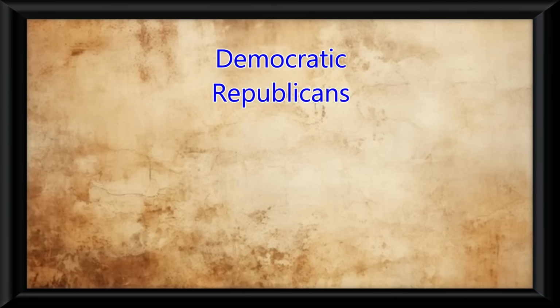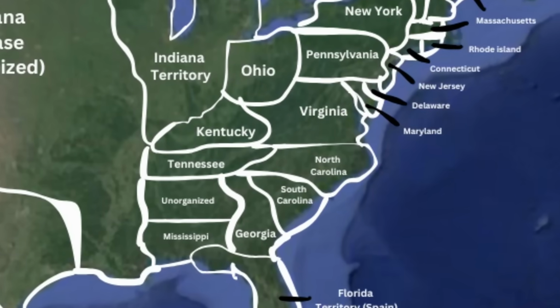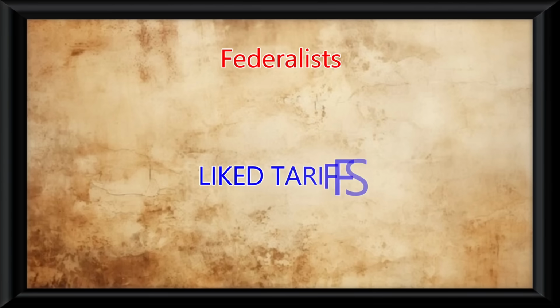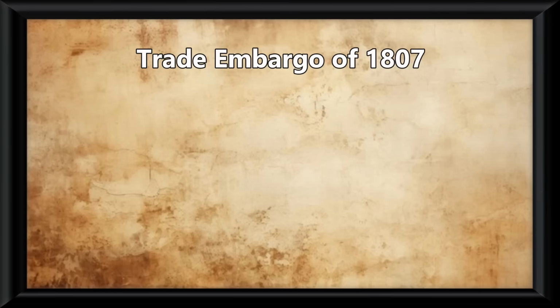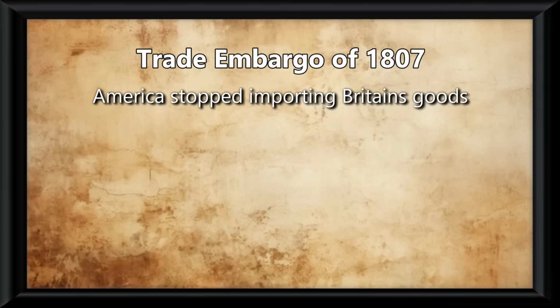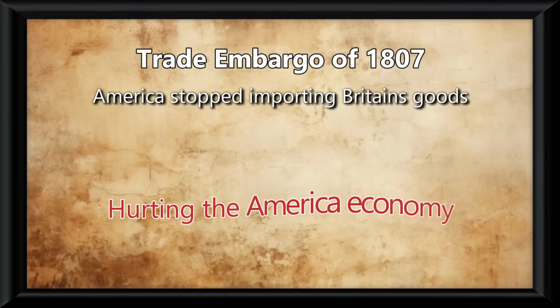The Democratic Republicans hated the idea of tariffs, aligning themselves with the South. The Federalists liked the ideas of tariffs, aligning themselves with the Northern view. During Jefferson's presidency, he enacted the trade embargo of 1807, which made it so America would stop importing Britain's goods. This would end up backfiring and hurting the American economy.